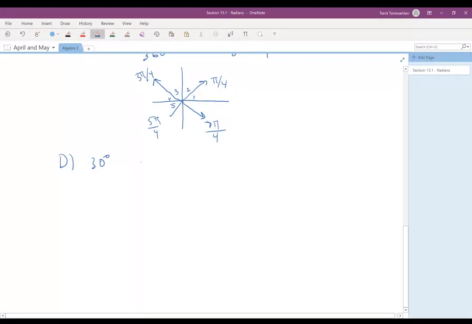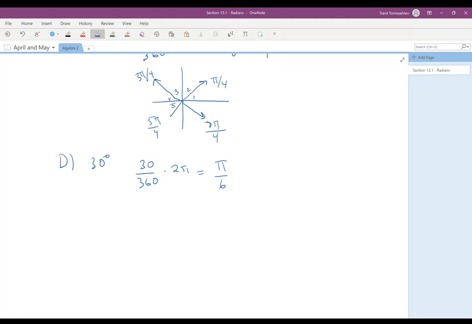Right, 30 degrees is just going to be 30 over 360 times 2 pi, or you can just do 30 times pi over 180. Well, that simplifies to pi over 6, right? 60 over 360 pi. 60 over 360 is 1/6, and so you just get pi over 6.